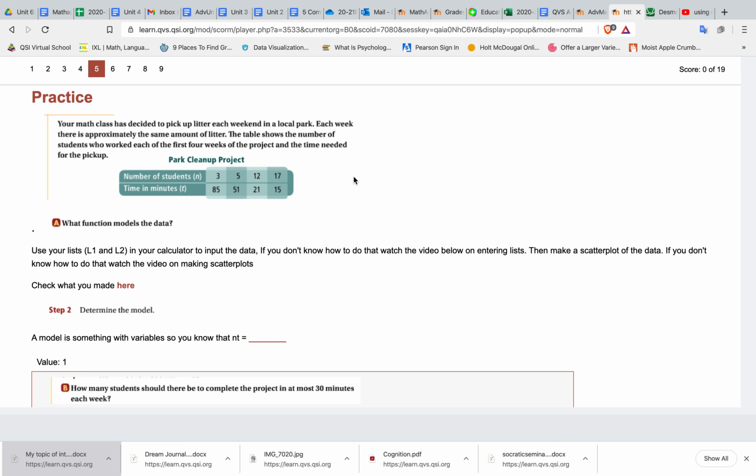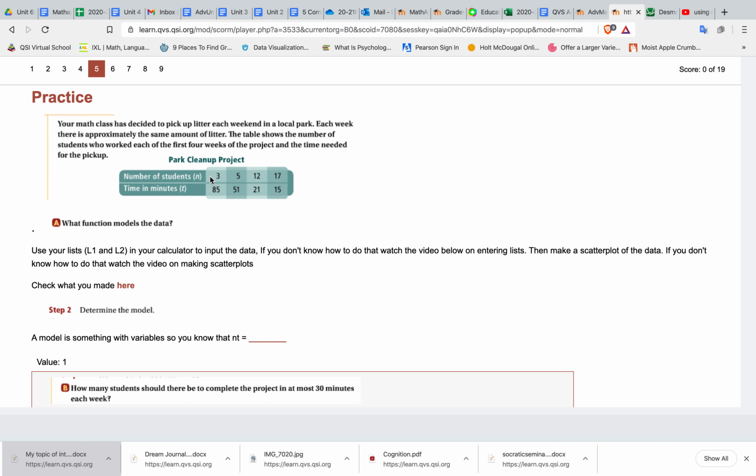So it says, your math class is picking up litter each weekend in a local park. Each weekend there's roughly the same amount of litter, right? So the same job size. The table shows the number of students who worked at the first 4 weeks of the project and the time they needed. So we had in week 1, 3 students and it took them 85 minutes, 5 students and it took them 51 minutes, 12 students and it took 21 minutes, 17 students and it took them 15 minutes.